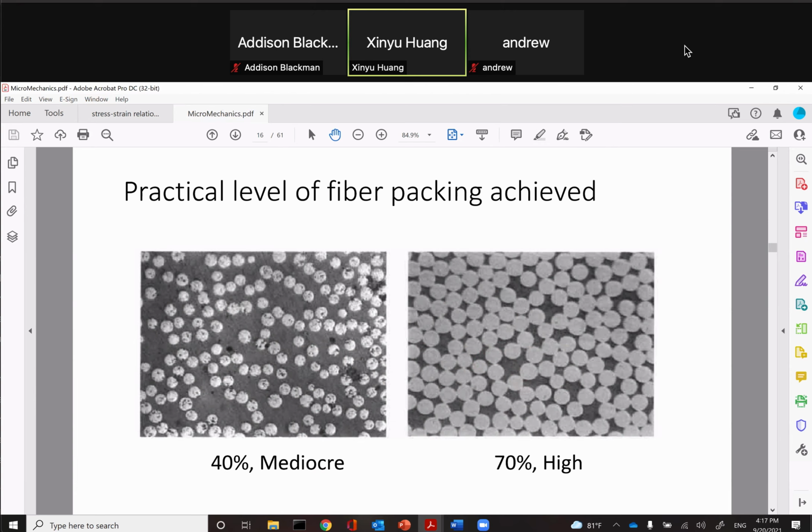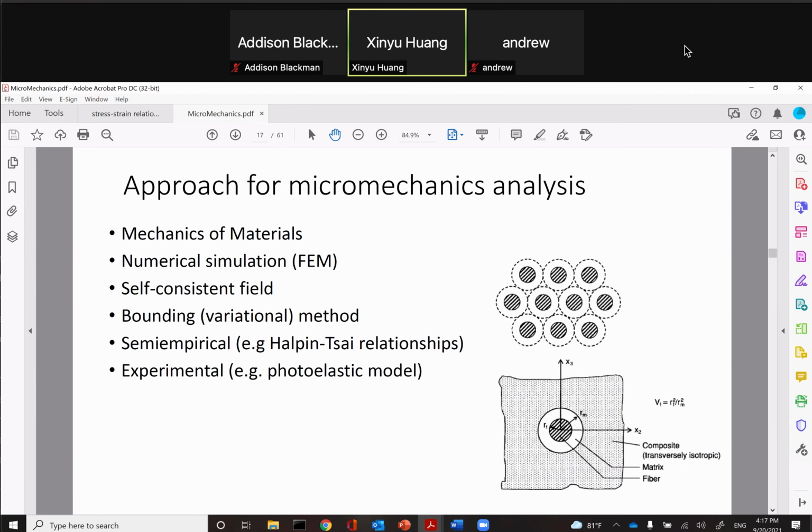Okay. Let's see. All right. A lot of people have been working on this. I think in the 1960s it was very active. When composite research started in the 60s, 70s, 80s, a lot of researchers and professors were actively researching this field. They tried to come up with micromechanical models to allow you to relate fiber and matrix properties to the layer properties.